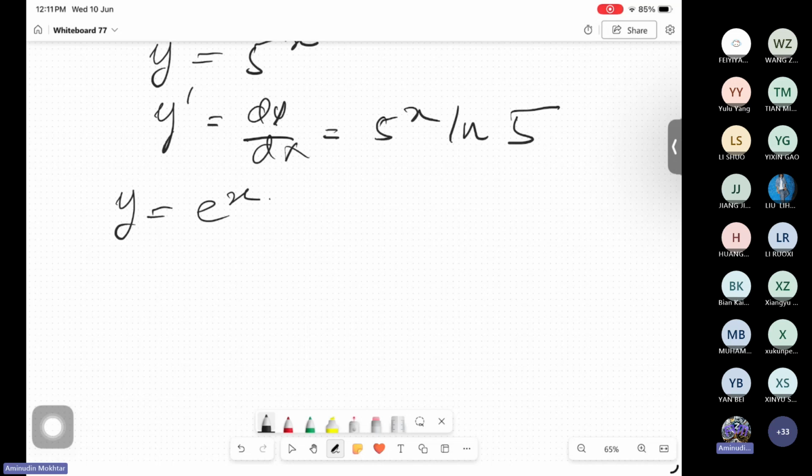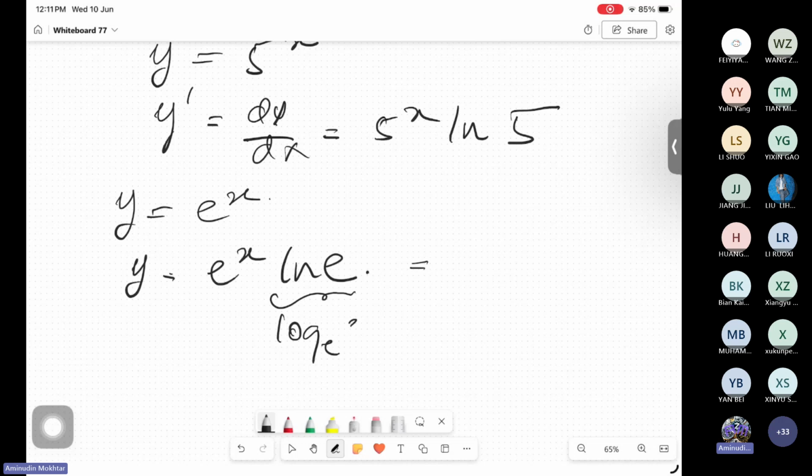So based on this rule, y equals e^x times ln e. ln e is again log base e of e, and the answer is 1. So the answer is e to the power of x. That's the derivative of the exponential function.